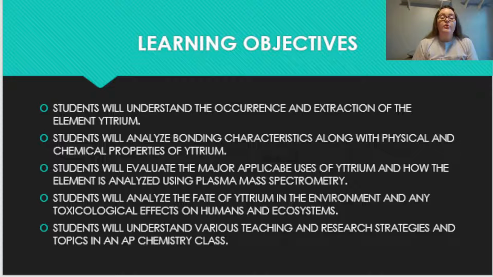Third, students will evaluate the major applicable uses of yttrium and how the element is analyzed using plasma mass spectrometry. Fourth, students will analyze the fate of yttrium in the environment and any effects that it would have on humans and ecosystems in regards to toxicology. And finally, students will understand various teaching and research strategies and topics in an AP chemistry class in regards to learning about a specific element on the periodic table of the elements, specifically in this case, yttrium.